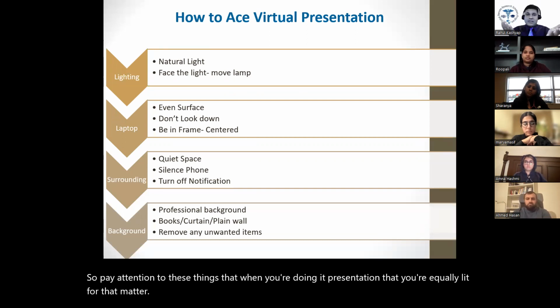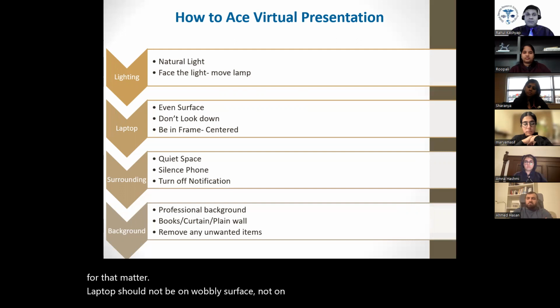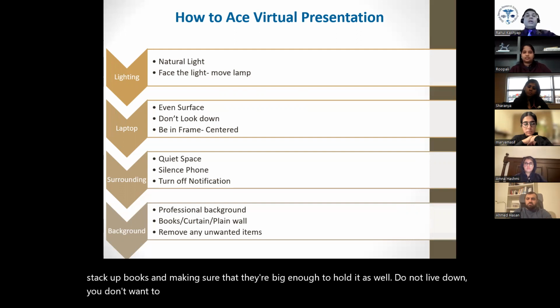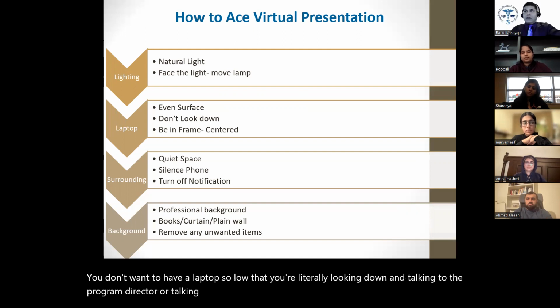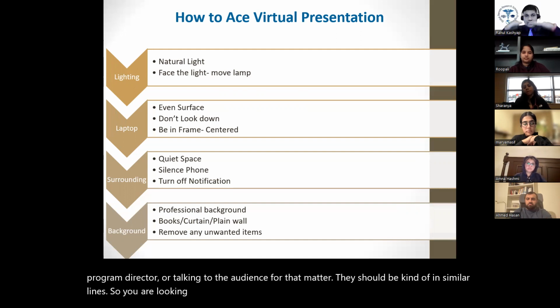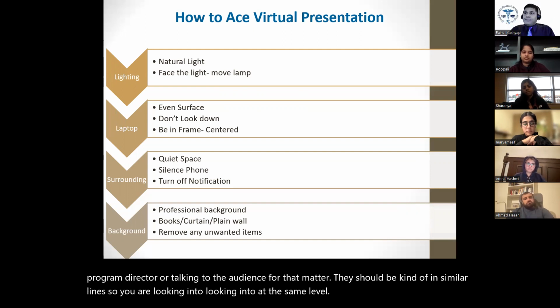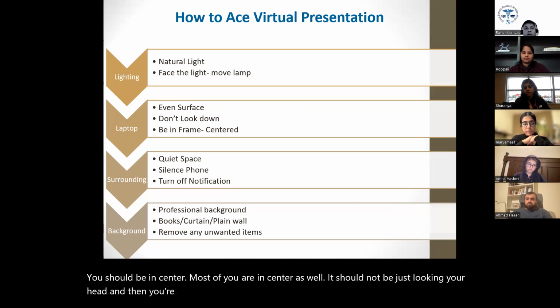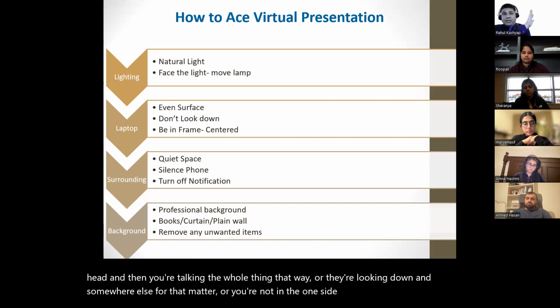Laptop should not be on a wobbly surface, not on your lap. Actually put it on a table or stack up books, making sure that they are big enough to hold it as well. Do not look down. You don't want to have a laptop so low that you're literally looking down and talking to the program director or talking to the audience for that matter. It should be kind of on similar lines, so you are looking at the same level. You should be in the center, like most of you are in the center as well. It should not be that you're just showing your head and talking the whole thing that way, or looking down and somewhere else, or you're on one side and everything is empty on the other side.